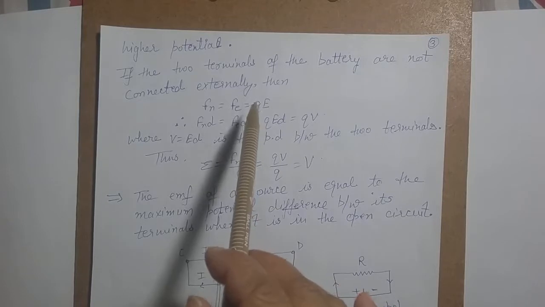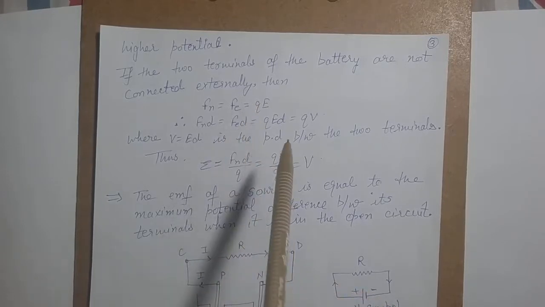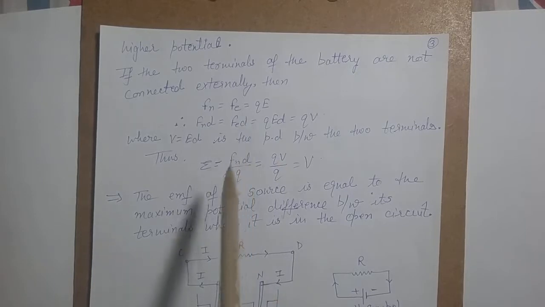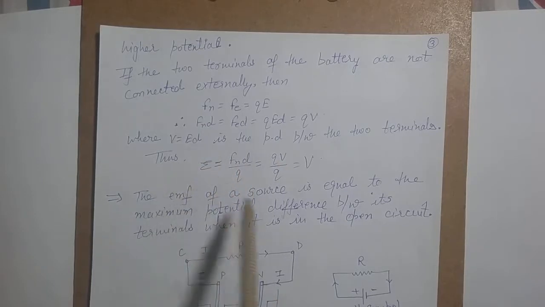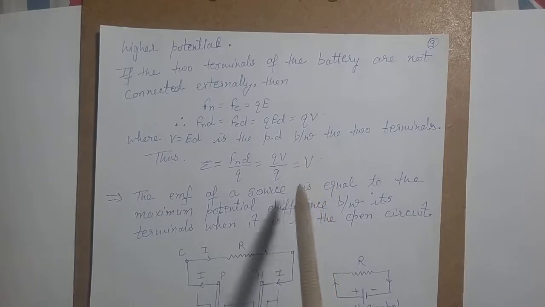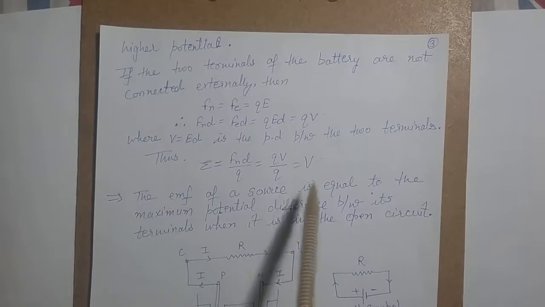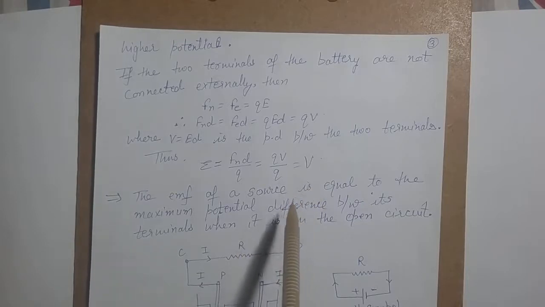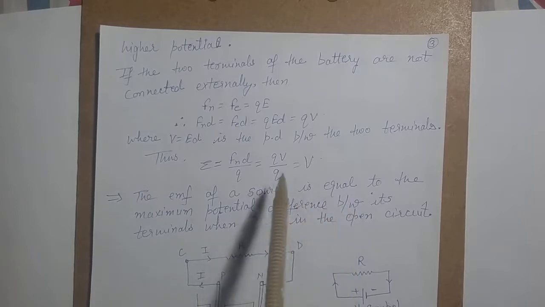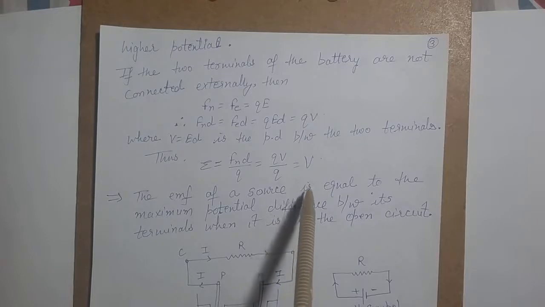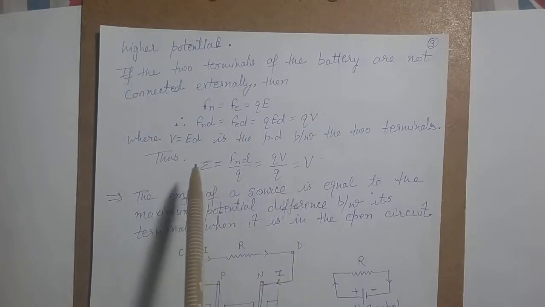We are not connected to anything, that is, no conductor, no wire is being connected to this battery. In that case, our EMF is equal to the potential difference between the two terminals, and this is the maximum potential difference. Whenever we connect any conducting wire to that, this maximum potential difference reduces, or we can say that EMF reduces.